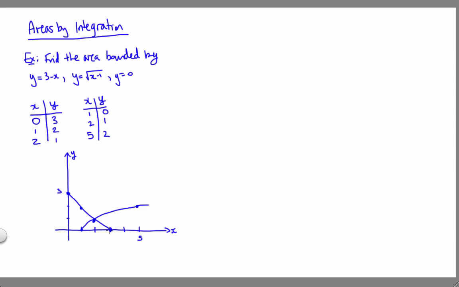Now let me just extend both of these curves here just so we've got an accurate sketch. There we go. And then our third curve here, y equals 0, remember that's the x-axis. So you've also got this third line here that's bounding our area. So here's what our area looks like.